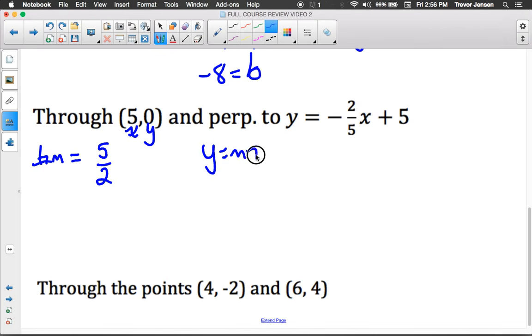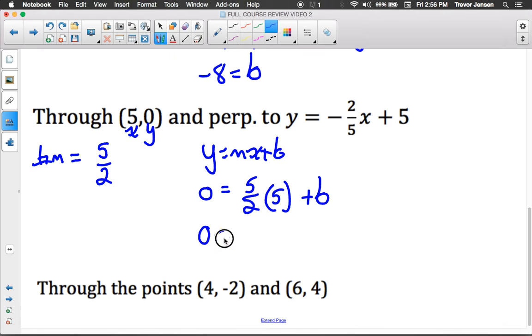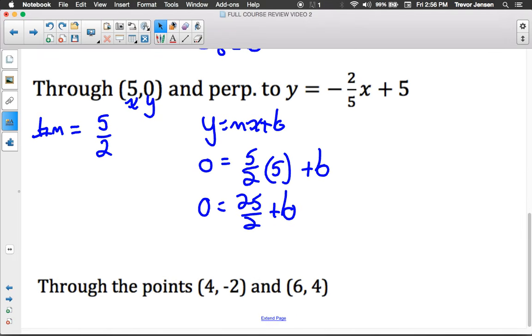Plug into y equals mx plus b and solve for b. So y is 0. M we know is 5/2. And x is 5. And we don't know b. If we solve this equation, 25/2 plus b. Last step here, move that 25/2 to the other side. We get -25/2 equals b.